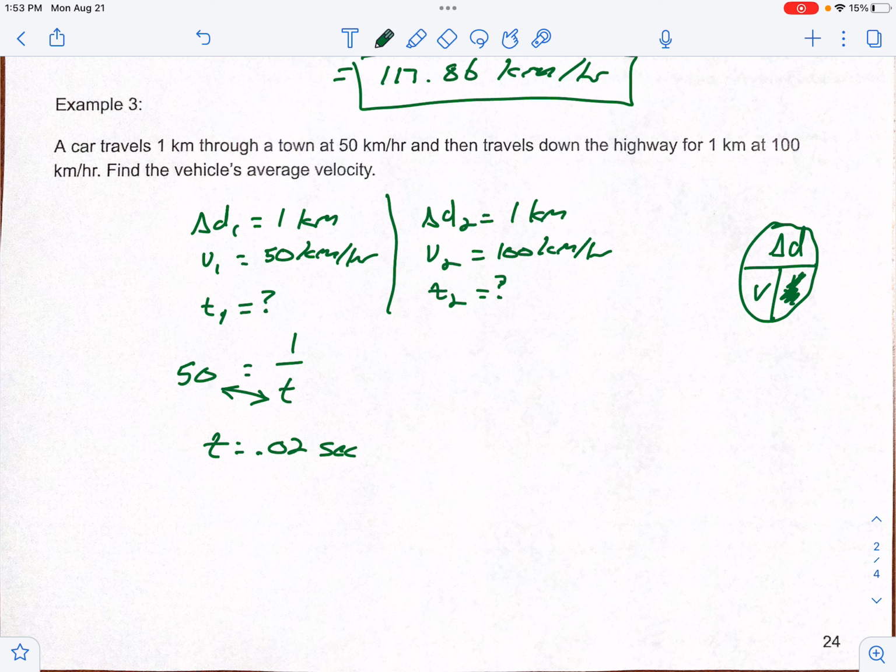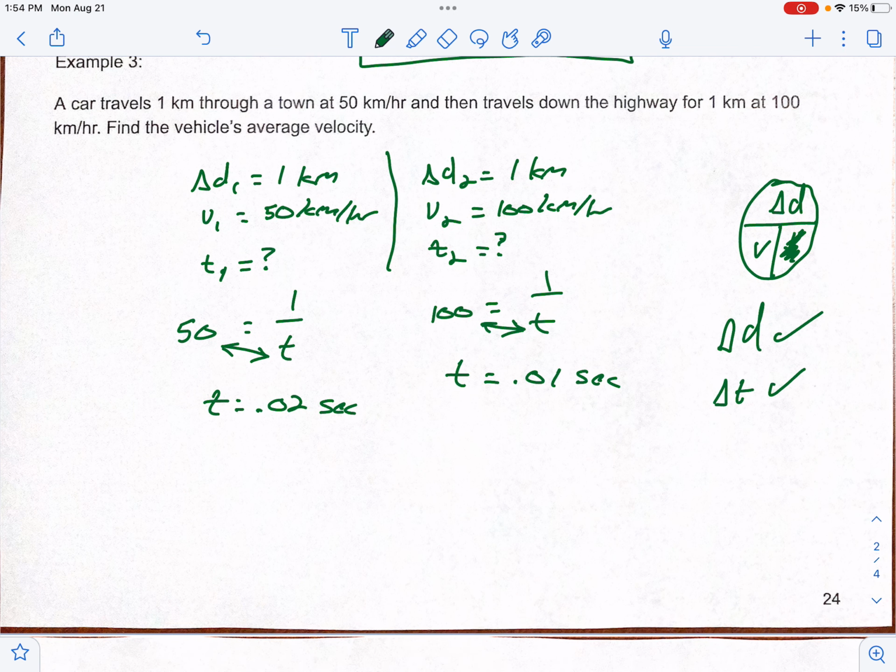Now I'm going to do that for my next one. I have 100 kilometers per hour equals 1 over T. I can switch these two. So 1 divided by 100 gives me a time of 0.01 seconds. So now, do I have displacements? Yep. Do I have times? Yep. So now I can actually use my average velocity. V average equals 1 plus 1, so my total displacement, over my total time, 0.02 plus 0.01. And that's going to come out to 66.67 kilometers per hour.